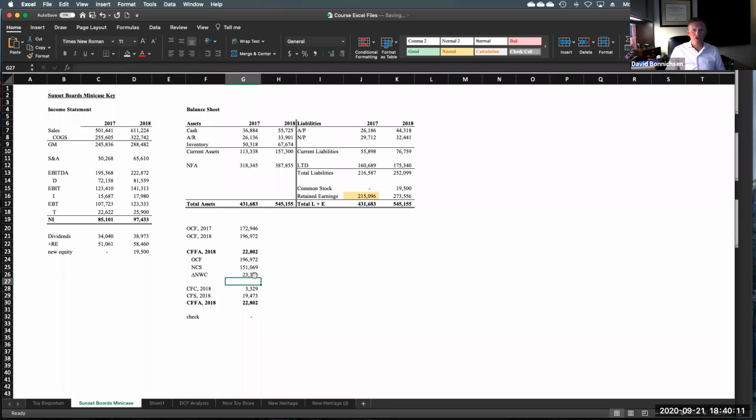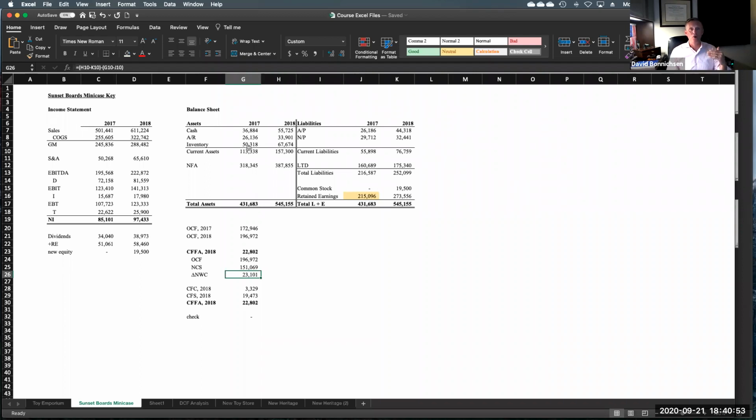Right? So change in net working capital was 23,101, meaning that year over year, the increase in sales that we saw, because we moved from 501 to 611, so almost a 20% increase in sales, that additional increase in sales caused our net working capital year over year to go up. We needed more money to run our business every day, which makes sense. If our sales go up, our cash should go up.